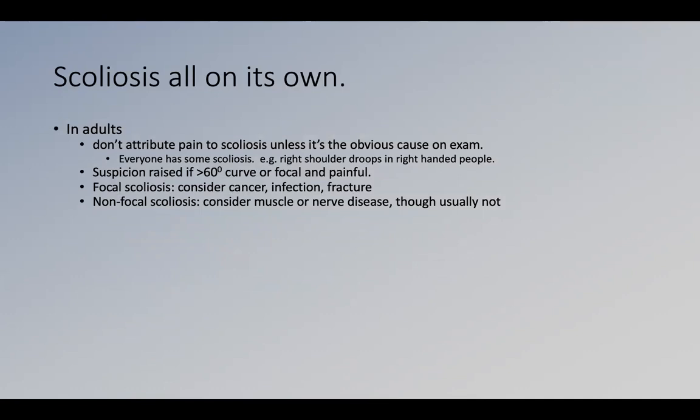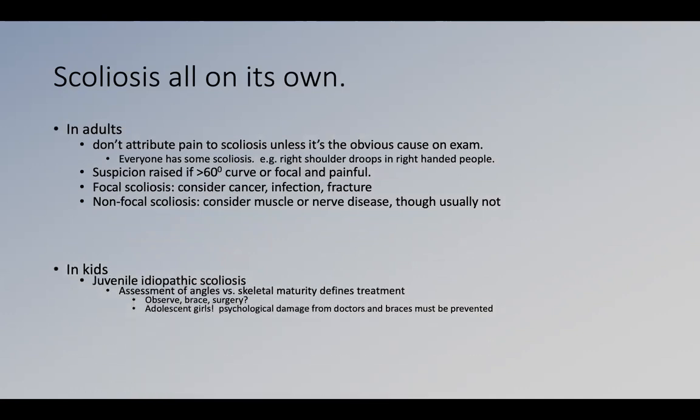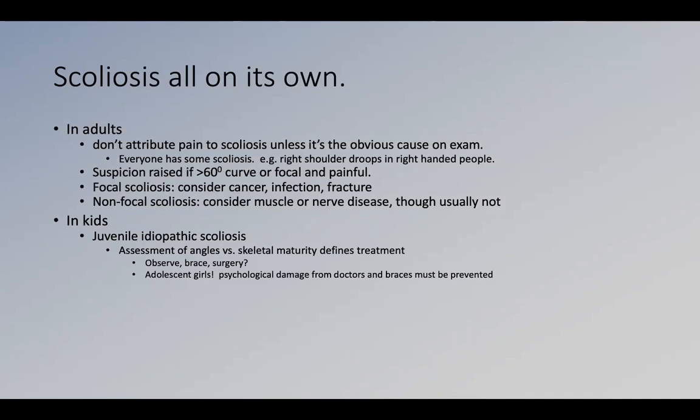Suspicion rises if there is a bigger curve or if the curve is really focal and painful. And when there's focal scoliosis, you start thinking about cancer, infection, fracture, compression fractures, right? If it's non-focal, you can at least consider muscle or nerve diseases, although in adults, that's usually not the cause. In kids, the thing you know about most is juvenile idiopathic scoliosis. And again, there's a really important paradigm to learn if you're dealing with these kids. Basically, what is the angle of curvature versus what is their skeletal maturity? And that leads you to observe them, to brace them, or to recommend surgery.